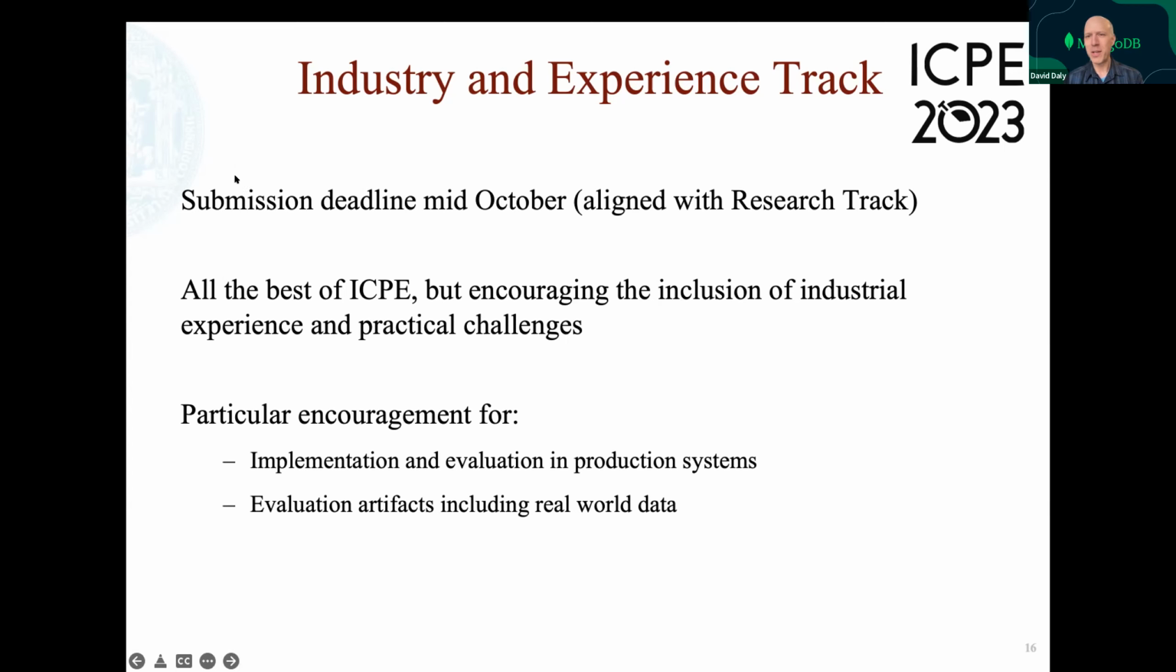So we are trying to encourage inclusion of industrial experience and practical challenges. Marco will definitely have to see about getting some submissions from the local companies and getting them involved. And just in general, we are trying to make sure that we share implementations, evaluations and data so that everyone can learn about what the practical problems are and build on those. So looking forward to great submissions and a great program next year.